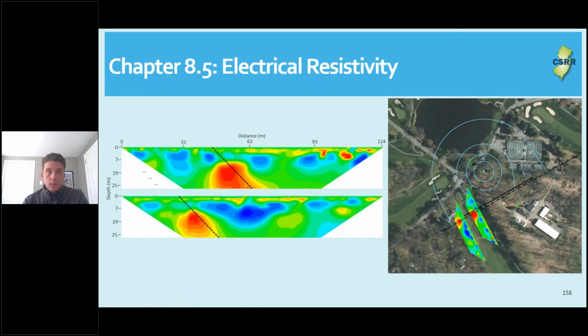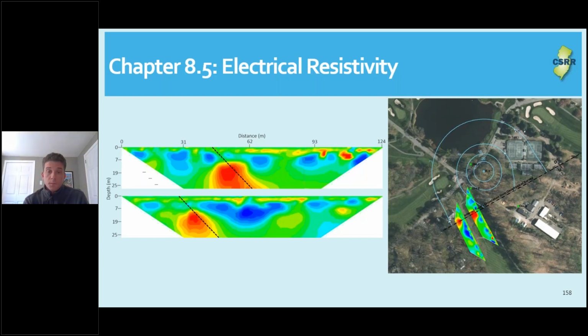And the lighter colors, the softer colors, blue and green, are more conductive, less resistive, and the reds and yellows are more resistive. And so we did this here, and it was determined that with these resistivity sections, you can see the dashed lines that I have on here, that these were actually a geologic fault.